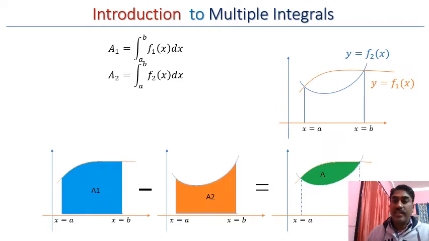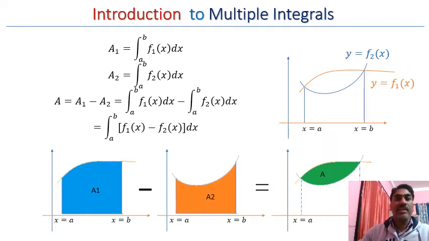So you get this area in green color, and what you can write mathematically is that A is equal to A1 minus A2. So the two integrals are being subtracted in this manner as you can see here, and finally as a combination you can write the integral from a to b of (f1(x) minus f2(x)) dx. So this is how you calculate the area bounded between two curves. And now we will define a multiple integral to find the same.